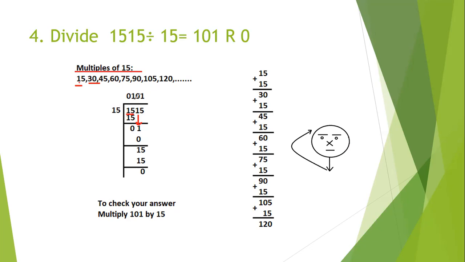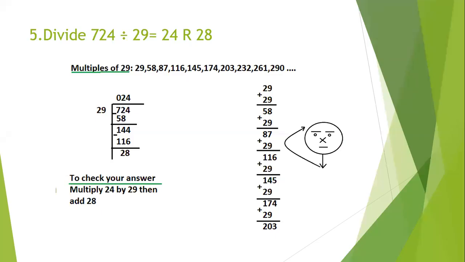Bring down 1 and repeat the 3 operations on 1. 1 divided by 15, 0. And also 1 is here. How many multiples before 1? 0 multiples, and it's smaller than 15. 0 times any number equals 0. 1 minus 0 equals 1. Get down 5. Now it's 15. 15 divided by 15 equals 1. 1 times 15, 15, and no remainder. To check, multiply the quotient by the divisor. It will be 1515.